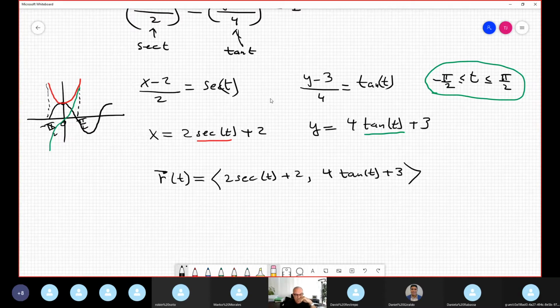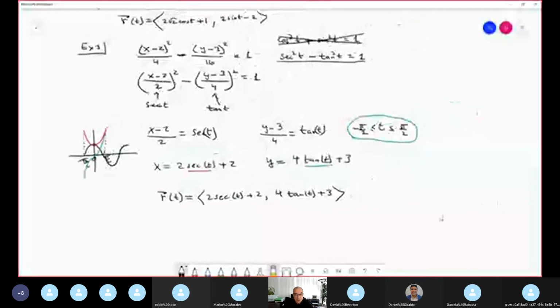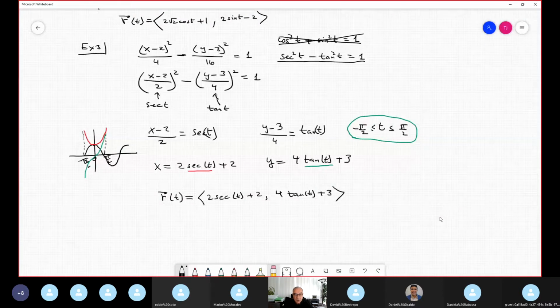We can use another function. Yes, we can use another function. I don't know if you saw before the hyperbolic trigonometric function, which is cosh t minus sinh t equals 1. This is another.